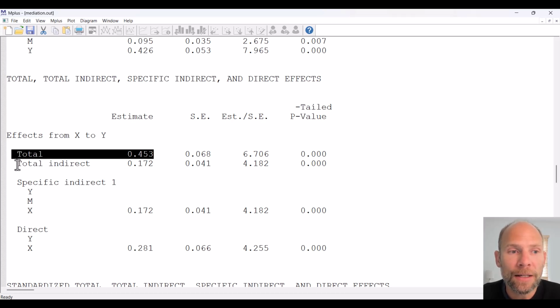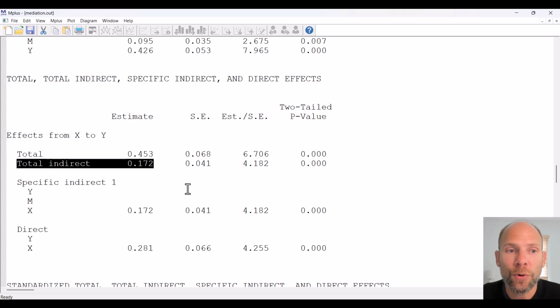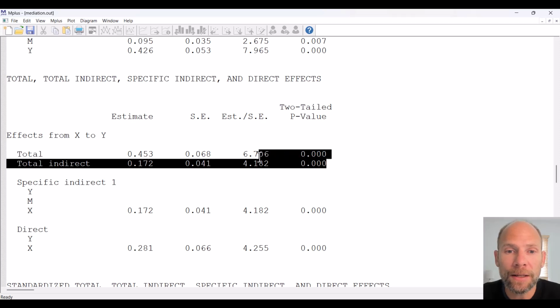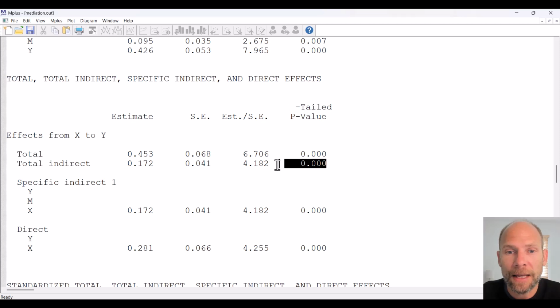We also get the indirect effect here, so total indirect would be the sum of all indirect effects. In this case, there is only one, and that indirect effect A times B is 0.172. Now, we could look at the significance tests here to test the indirect effect. However, a better method is to use the confidence interval, which is asymmetric and is based on the bias-corrected bootstrap, which we will see later. So that'll be provided further down in this output.